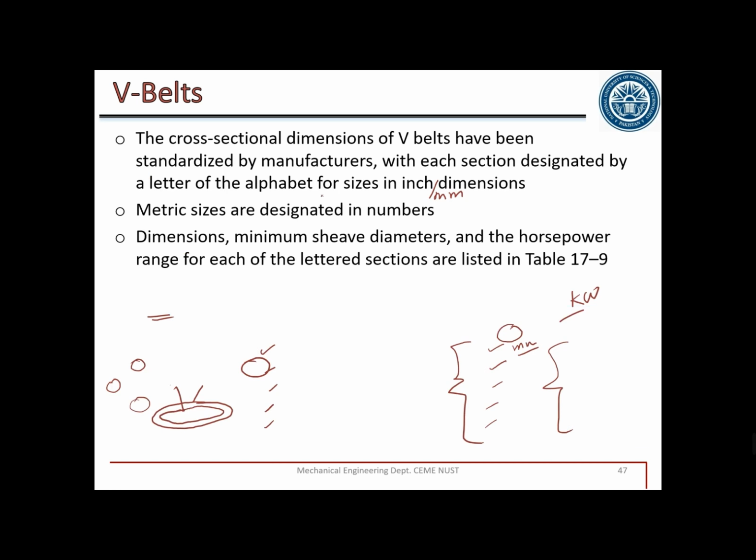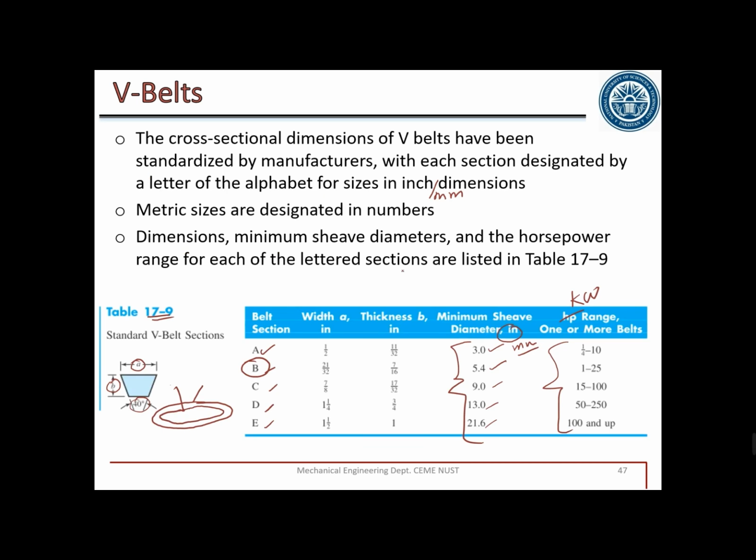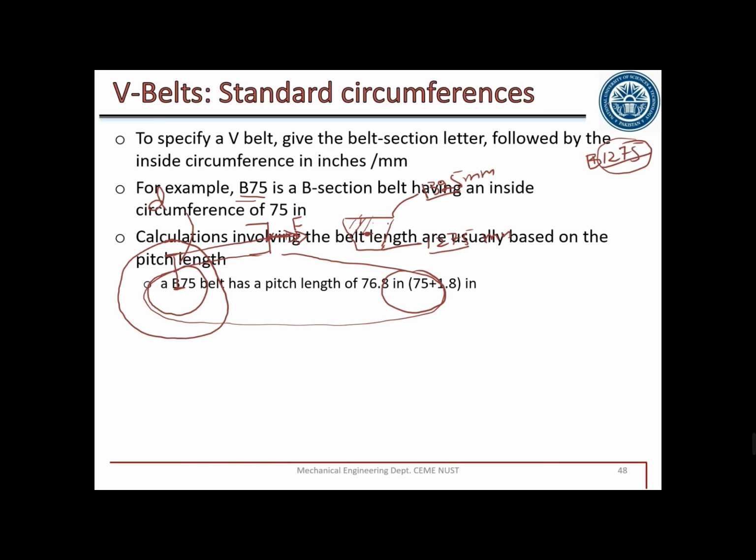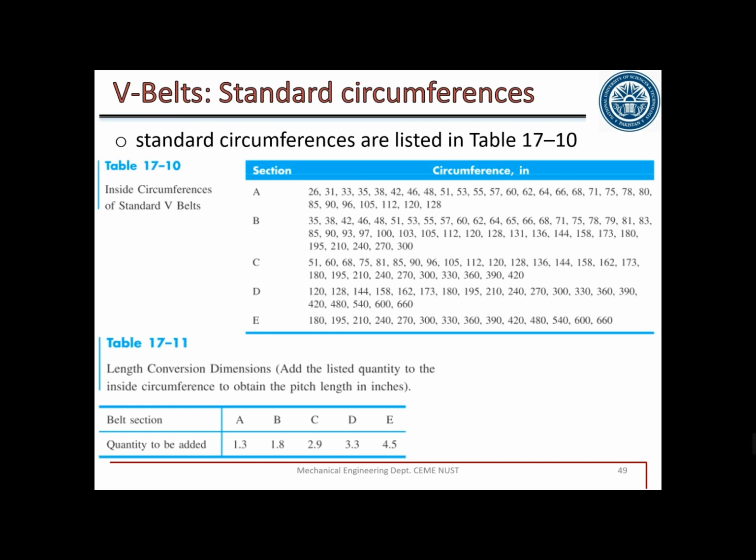For all the cross sections of the belt, A, B, C, D, and E, we are given a correction factor, which has to be added to 1275. For example, for a belt size of B, the correction factor in inches is 1.8, and in millimeters it is, I think, let me check the book.